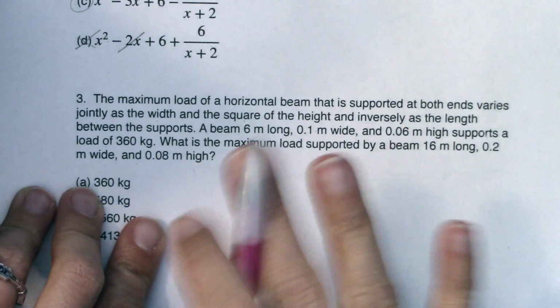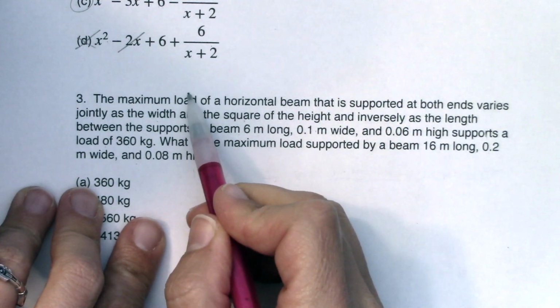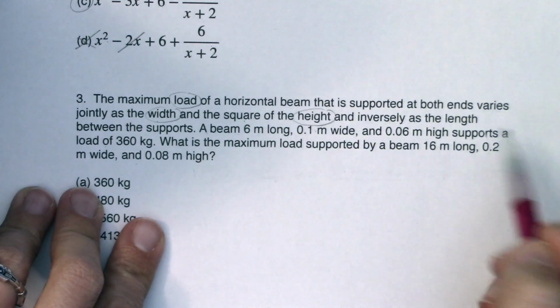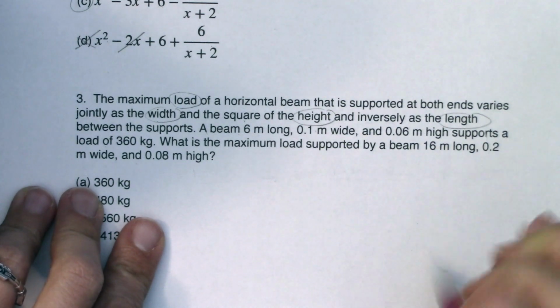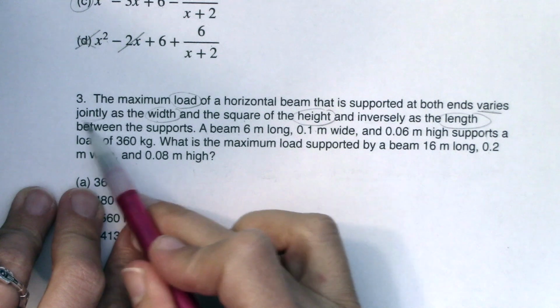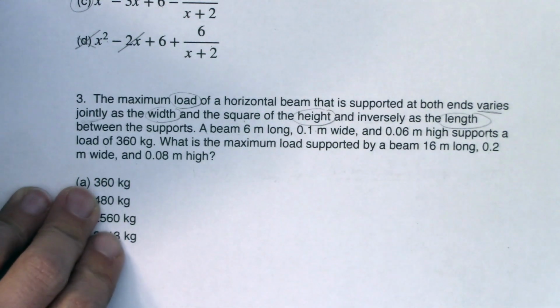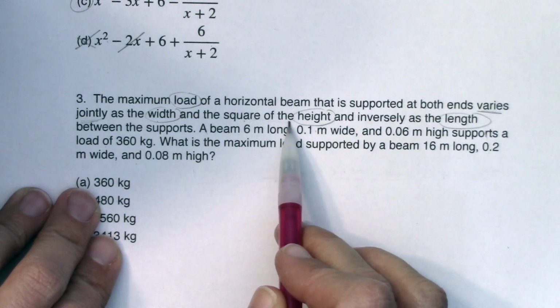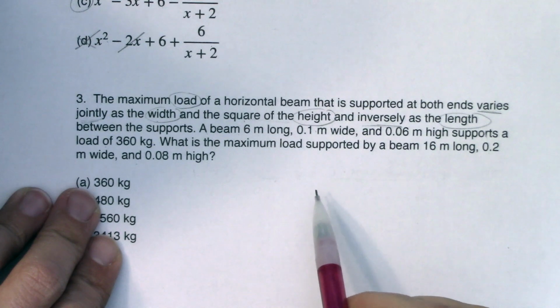So here I have 4 variables, right? We've got load, width, height, and length. And some other buzzwords that are floating around here: I see varies jointly. So this is going to be one of those variation problems, right? We're going to model with variation. So the load varies jointly with the width and the square of the height, and then inversely as the length.